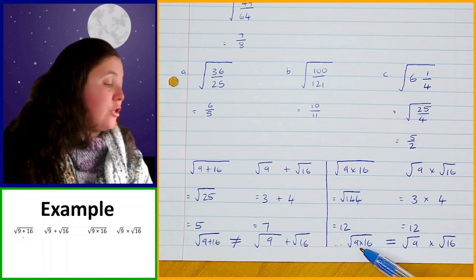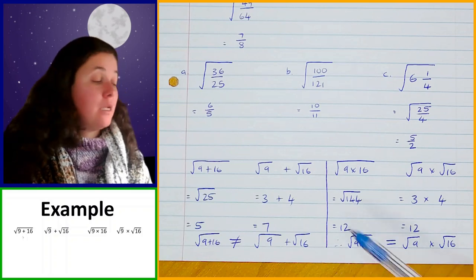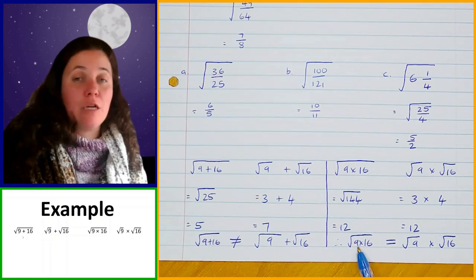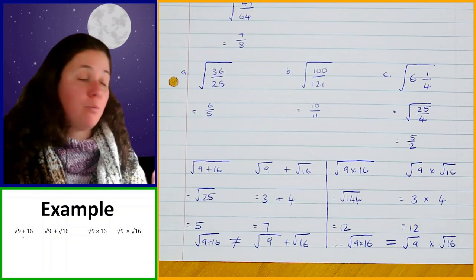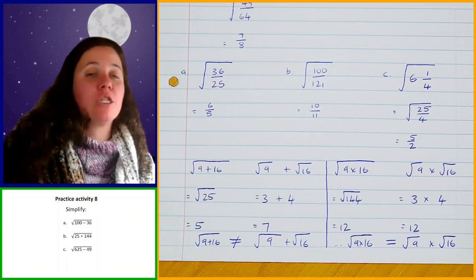For multiplication and division, we can apply the exponent separately to the different parts, but only if there is no addition or subtraction inside that root sign. Just like with exponents, only if there's no addition or subtraction inside the brackets. Okay, so now I'm going to give you 2 minutes to work on 3 examples for yourself.